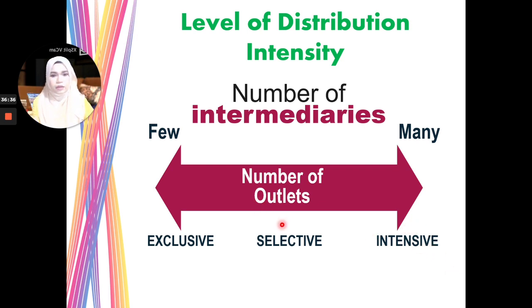But Ferrero Rocher chocolate, for example, uses selective distribution. It's still a chocolate, but because it's Ferrero Rocher, they want to keep the brand image of the chocolate, so they don't sell it at every supermarket, but only at selected supermarkets. Then you can get the Ferrero Rocher.